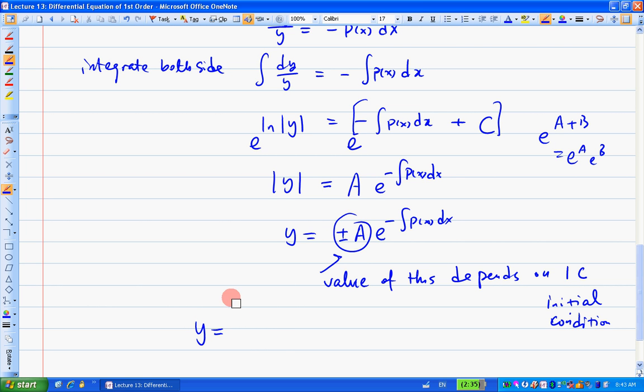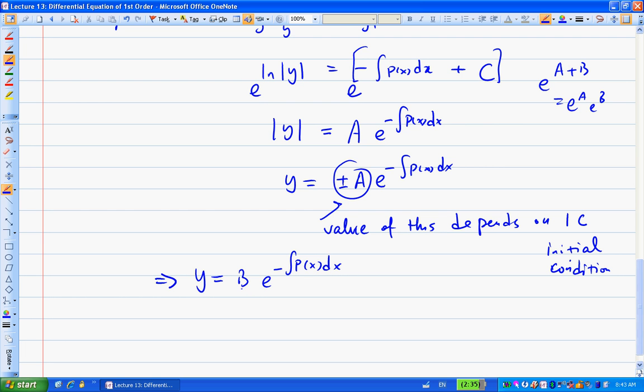Let me use a b here. So this is going to equal to b of this, right? What's the b's value? B's value is going to be determined by the initial condition. That's basically how it's going to be. Is that good? So this is a very simple case, homogeneous.